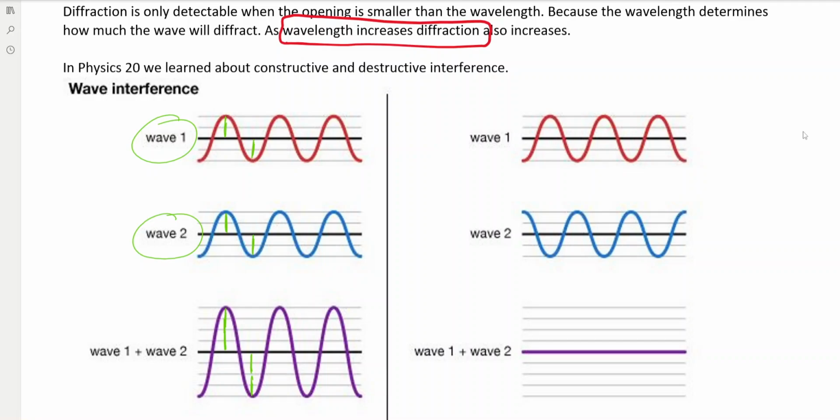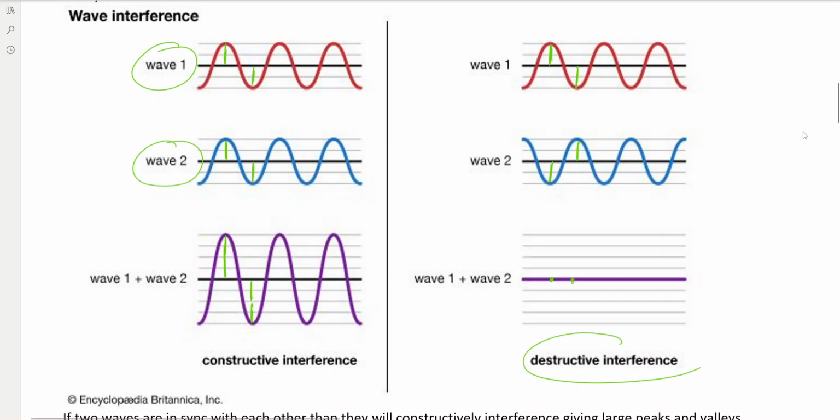Now, what happens if we have waves of alternate frequencies? This is up by 2 and this is down by 2. Up and down gets us back to 0, and you can do that all the way through. This is called destructive interference because the waves are canceling each other out. And this one is called constructive interference because they're boosting each other. If you're talking about sound, this would sound louder and this would sound basically silent.